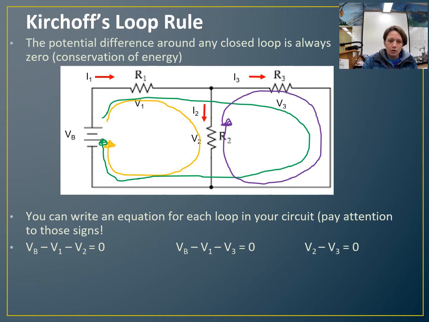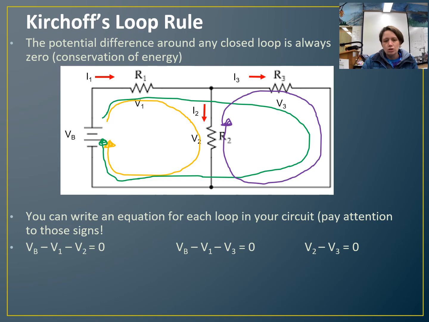The second loop, the green one, is going to look similar. Positive VB, negative V1, negative V3, and then we go back to the battery, so that's equal to 0. And you can also write an equation for that purple loop, which is kind of a funny loop because it doesn't have any batteries in it.